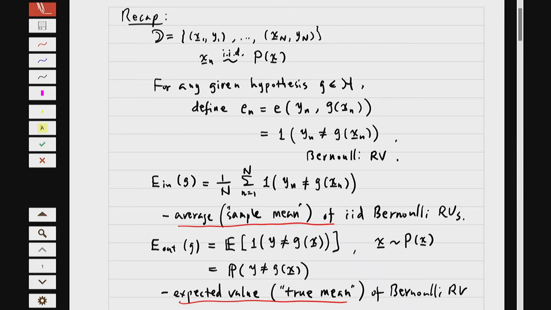our definition of the error will be simply the indicator function, whether our prediction is in error or not, right? Whether this true label yn is not equal to your predicted label, which is given by this hypothesis g of xn, right? g of xn is your estimated label, the estimated label given by this hypothesis g. And this indicator function only takes value 0 or 1, and we know that by definition it is a Bernoulli random variable.